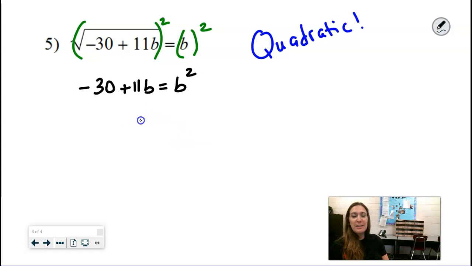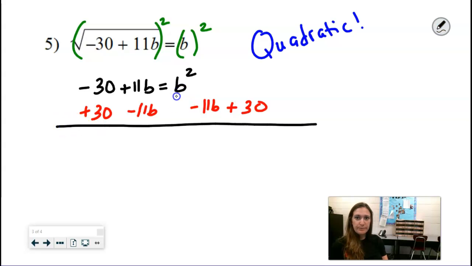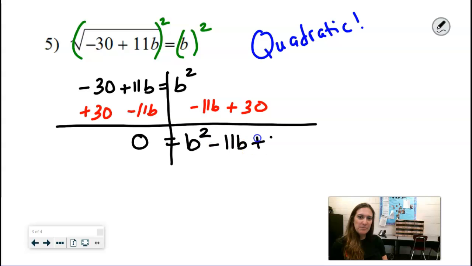So because we like factoring, it needs to say equals 0 on one side. I'm going to go ahead and move everything to the right side. I'm going to add the 30, and I'm going to subtract the 11b. All right. Ugly. Okay, so 0 equals b squared minus 11b plus 30. So now I go through all my factoring techniques. This is a guess and check trinomial.